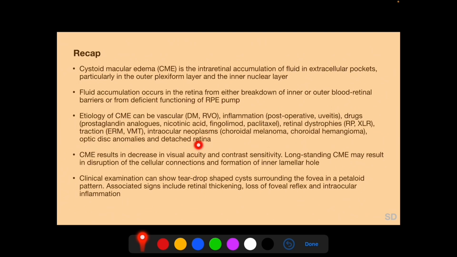and a detached retina. CME results in decrease in visual acuity and contrast sensitivity, and a long-standing CME may result in disruption of the cellular connections within the retina and formation of an inner lamellar hole. Ophthalmoscopic examination can show teardrop-shaped cysts surrounding the fovea in a petaloid pattern. Associated signs include retinal thickening, loss of foveal reflex, and intraocular inflammation.